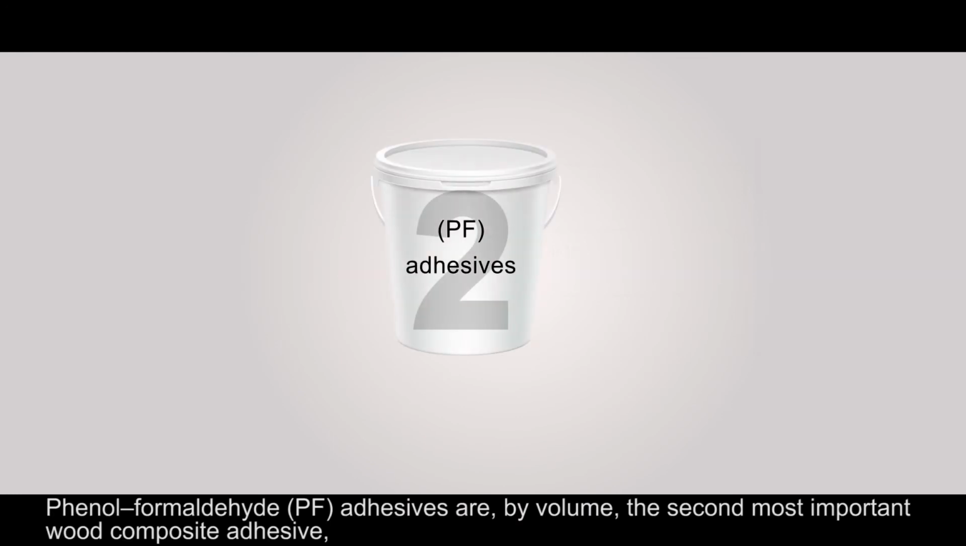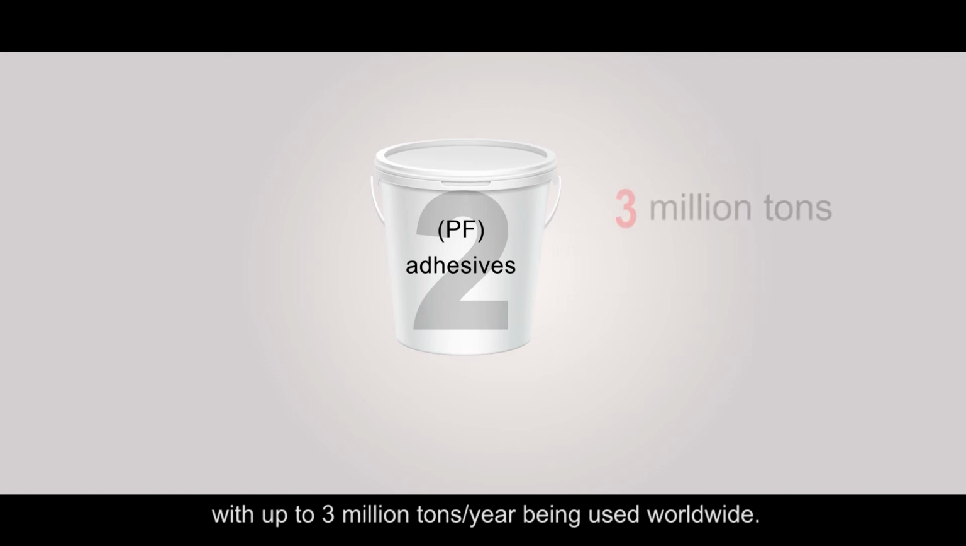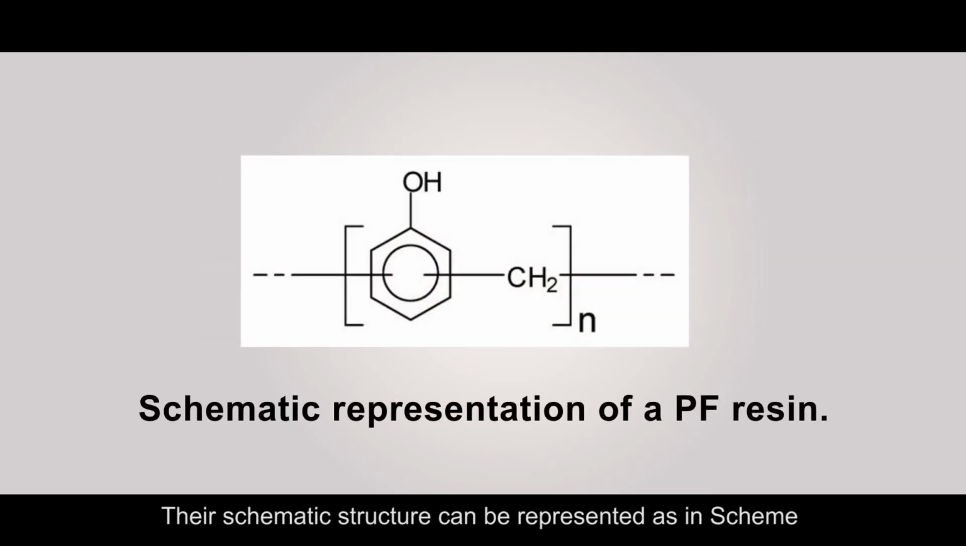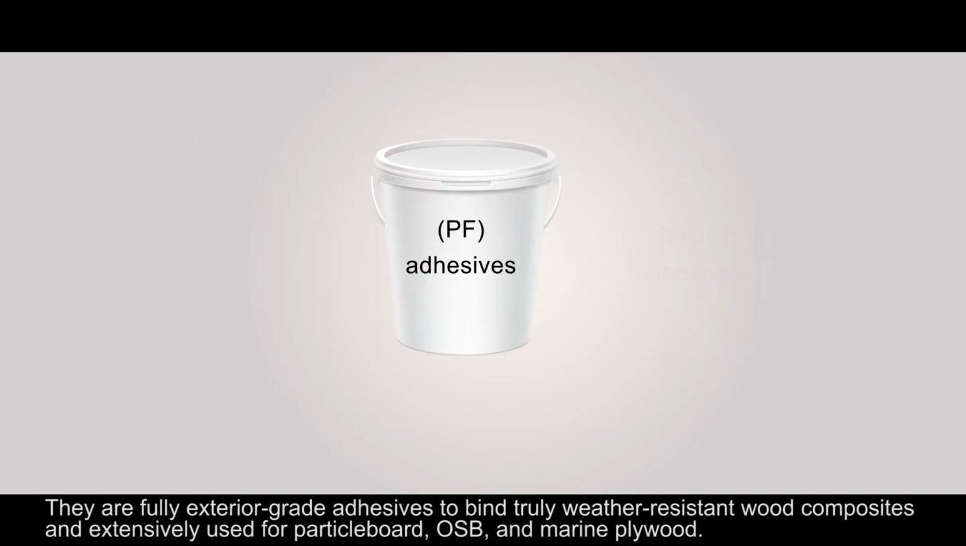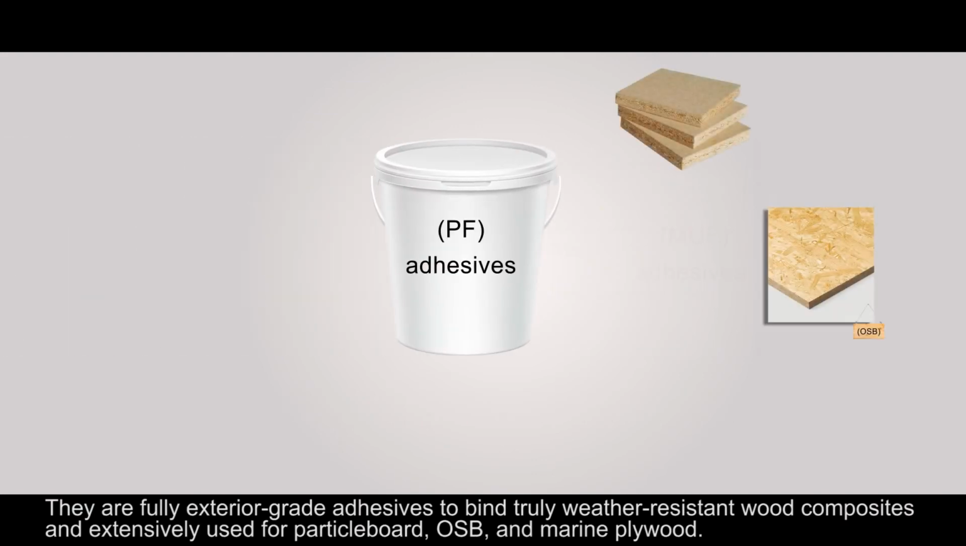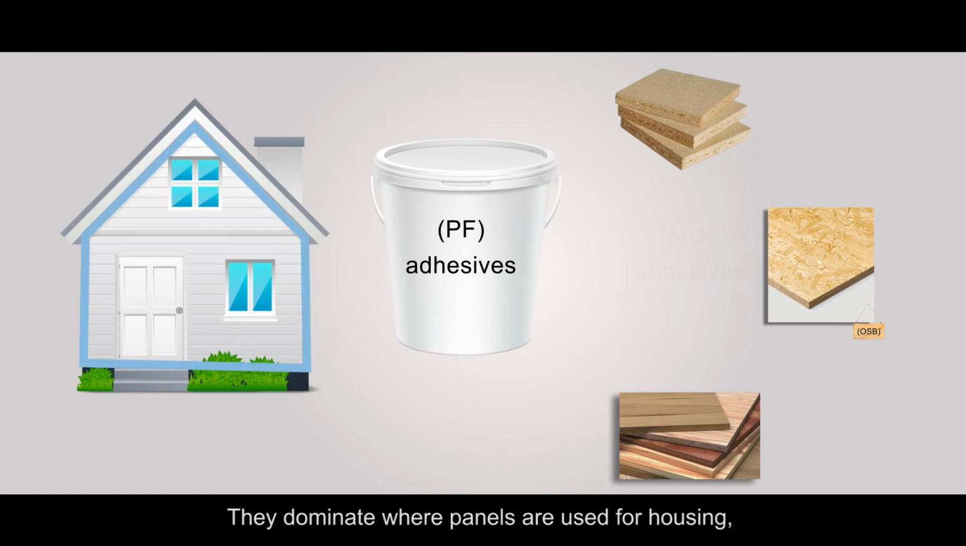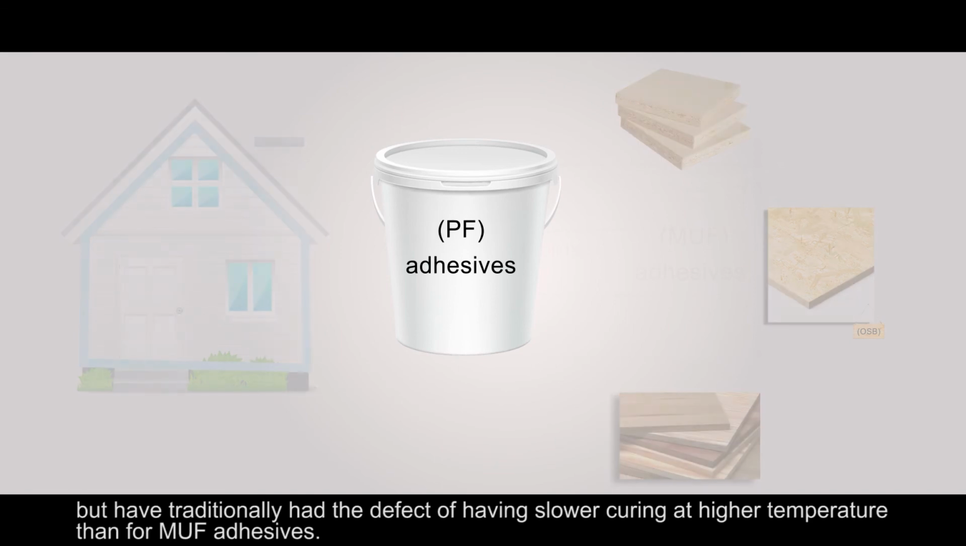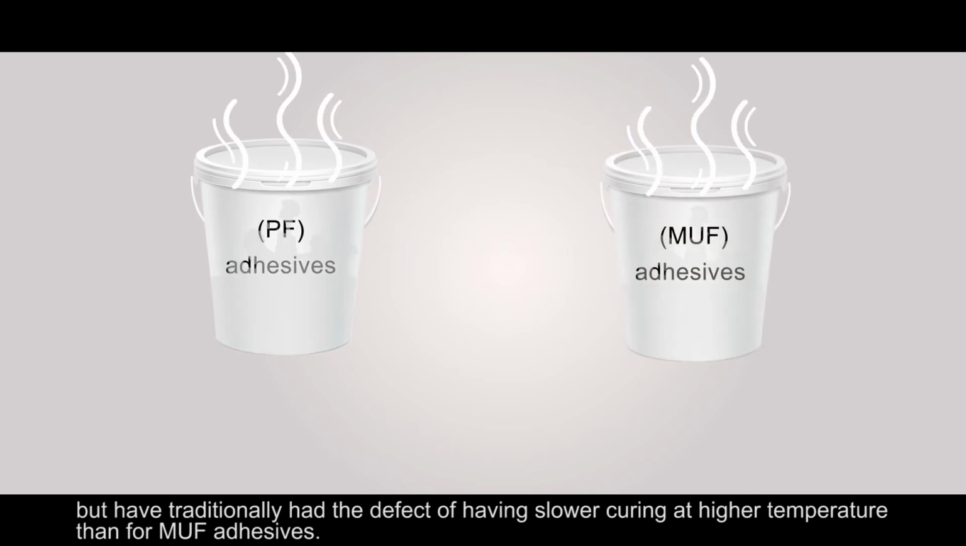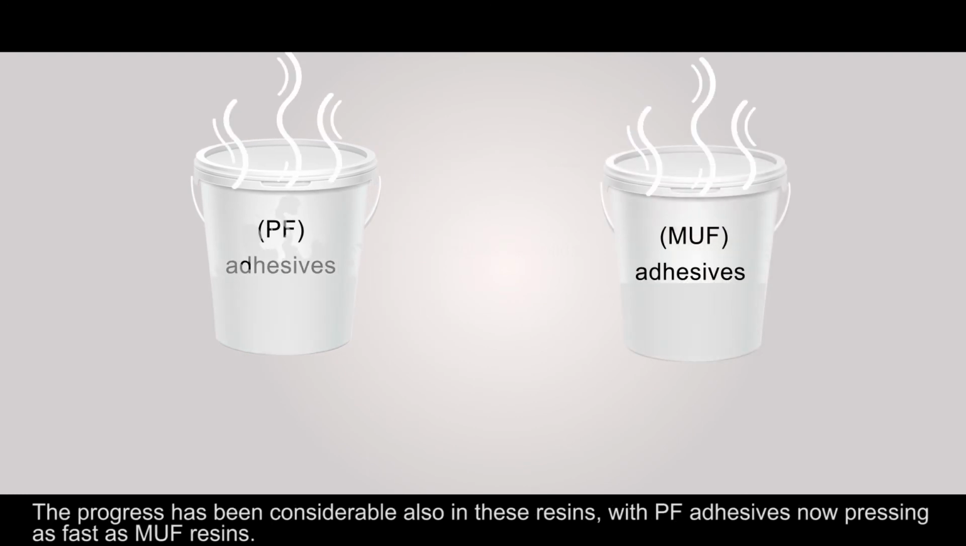Phenol formaldehyde (PF) adhesives are, by volume, the second most important wood composite adhesive, with up to 3 million tons per year being used worldwide. They are fully exterior-grade adhesives to bind truly weather-resistant wood composites, and extensively used for particleboard, OSB, and marine plywood. They dominate where panels are used for housing, but have traditionally had the defect of having slower curing at higher temperature than for MUF adhesives. The progress has been considerable also in these resins, with PF adhesives now pressing as fast as MUF resins.